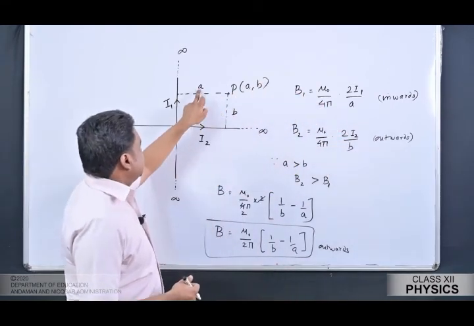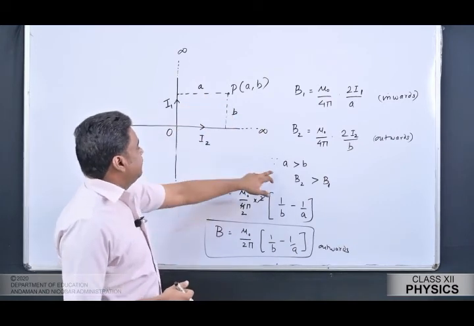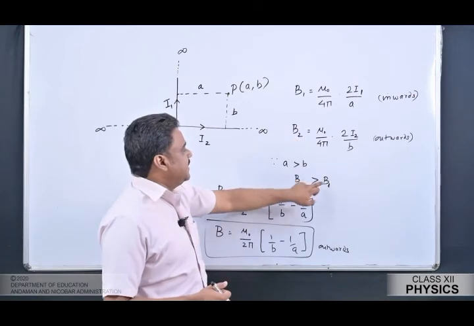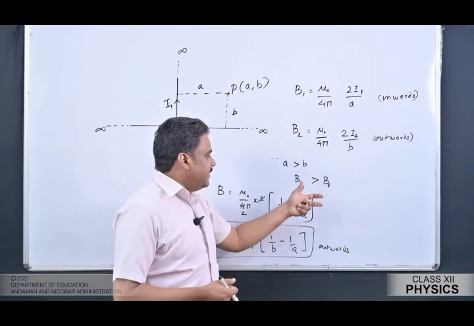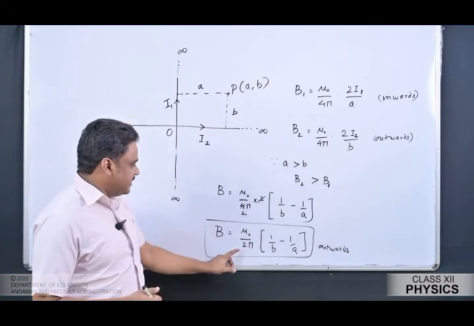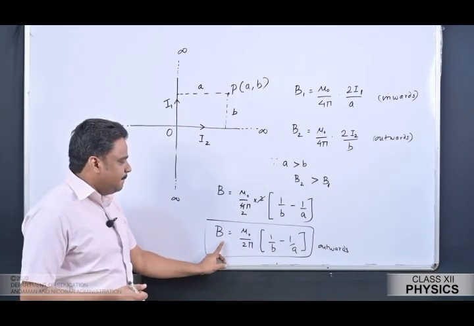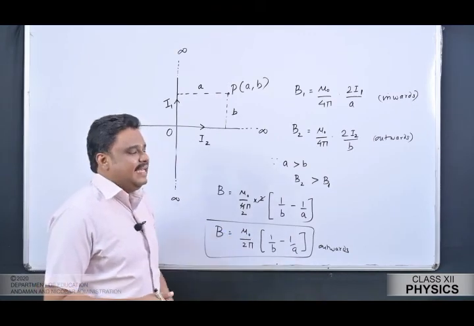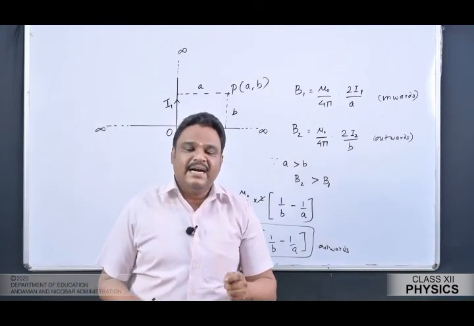Since the diagram says A is greater than B, the magnitude of B2 should be greater than B1. So the net value will be the subtracted value, that is B2 minus B1. So what I am going to get at the last is B is equal to mu naught by 2 pi into 1 by B minus 1 by A, and it acts outward.